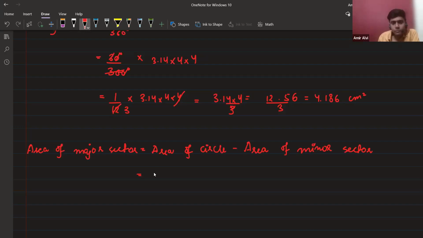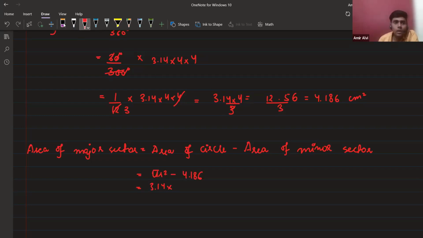Is equal to pi r square minus 4.186, which is equal to 3.14. Or you can do one thing: don't put the value of pi here. It will be 3 by 4, 4 by 3 will be what? So it would be 4 pi by 3.